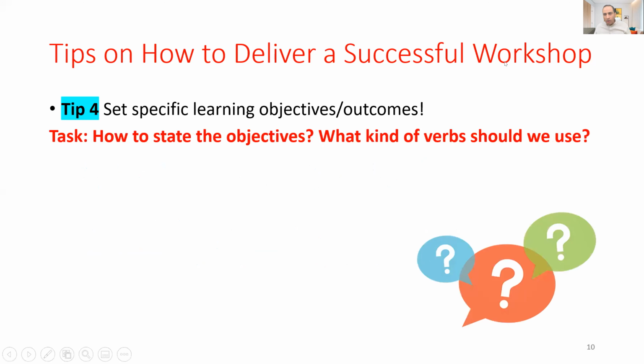Tip number 4, the learning objectives or the outcomes. This is a very important tip, actually. You need to have some learning objectives. Do you remember how many learning objectives we have for this session? The people who attended from the first: 3. Yes, 3, very good.